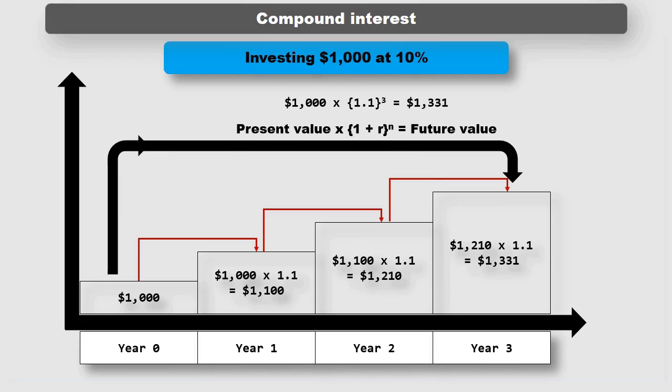$1,000 times 1.1 cubed equals $1,331. Or, in general terms, the present value times (1 plus r) to the n equals future value, where r is the annual rate of interest and n is the number of years.